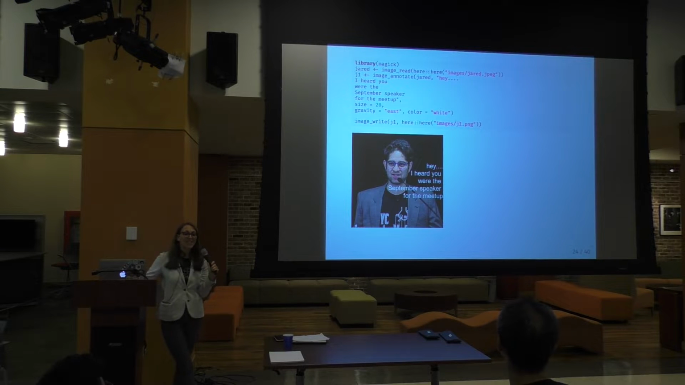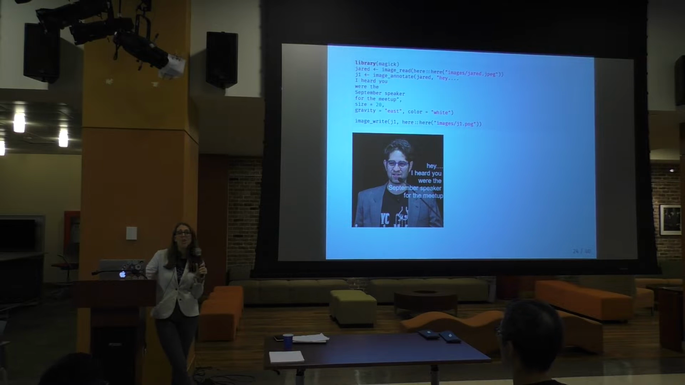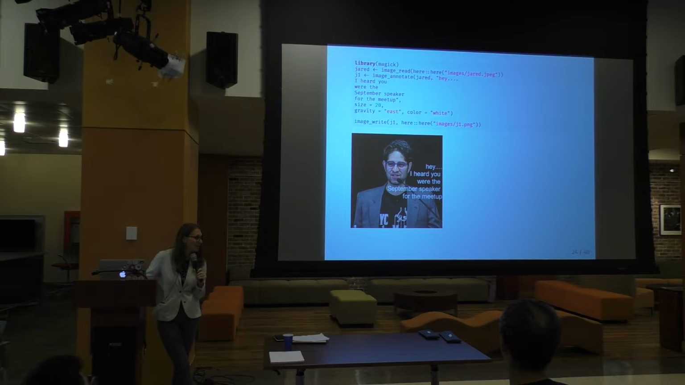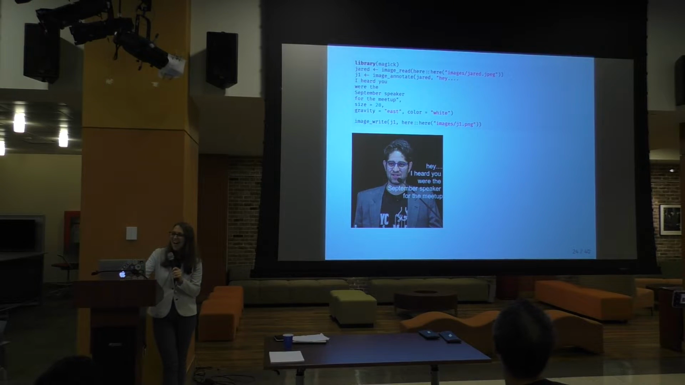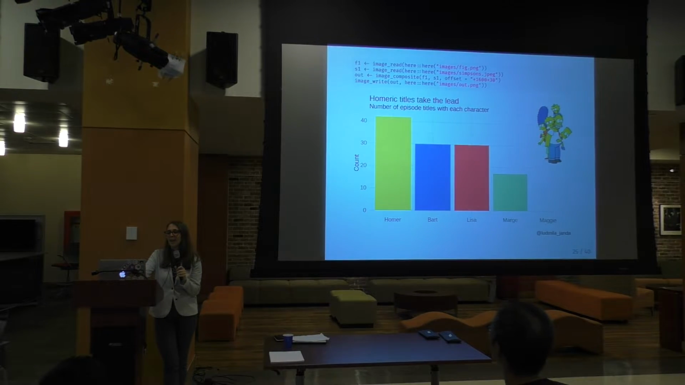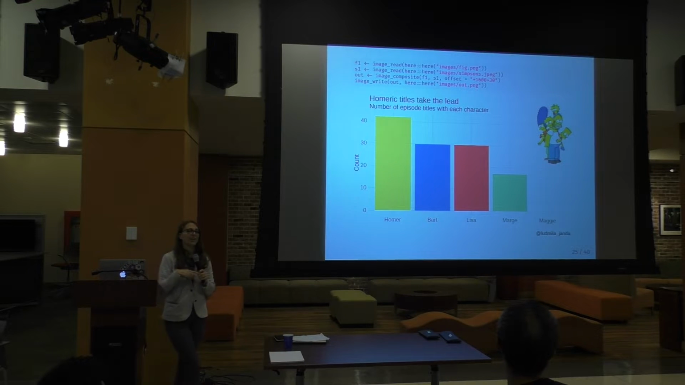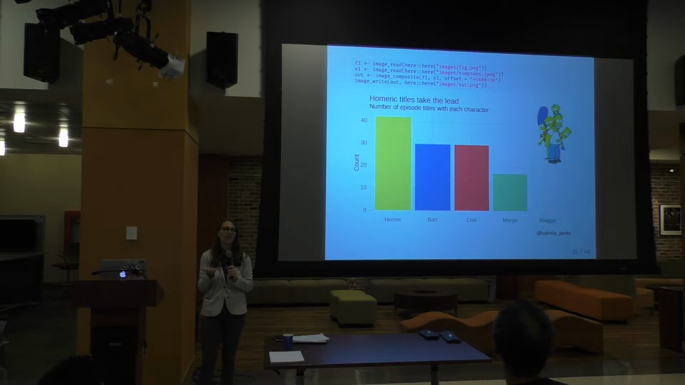But you can also make really nice images like this. You can put text on the images, which is really nice. So like, when Jared tells you like 3 weeks before a talk, hey, I heard you're the September speaker for the meetup, you can make an image kind of celebrating that experience. So I'm showing this to you because you can also use ImageMagick to composite, to put together graphs with images.